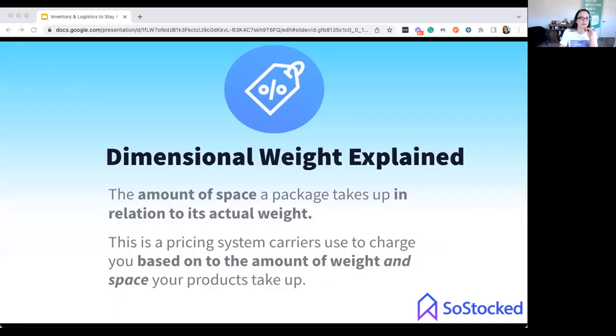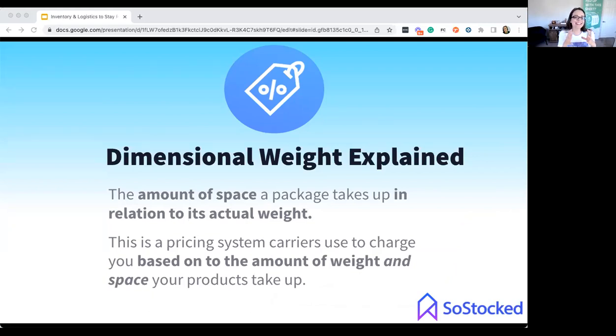First of all, I want to explain what dimensional weight is. It's essentially combining the space that your product takes up and the weight. It's looking at those two things and pricing it out based on both. The reason this is important is because a truck can only hold so much space, right? It only has so much space to hold inventory, and it can only have a certain amount of weight in that truck before it becomes dangerous.